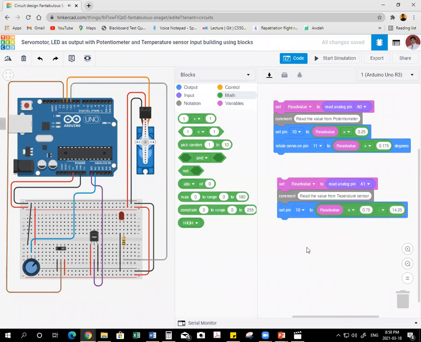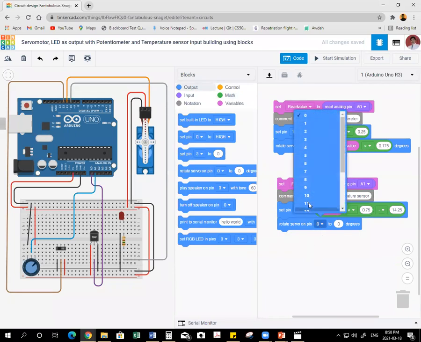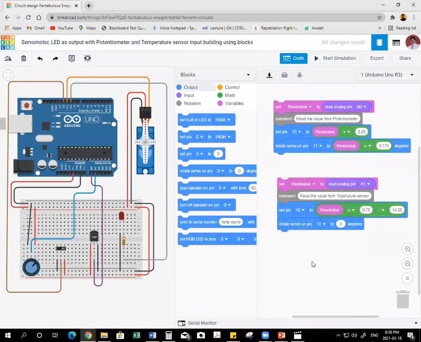Good. Now for servo. Servo also we have to rotate servo pin. You have to take output. Rotate servo pin. Again, where is the servo pin? On pin number 11, right? To 0 degrees. Now again, you have to use some math control.